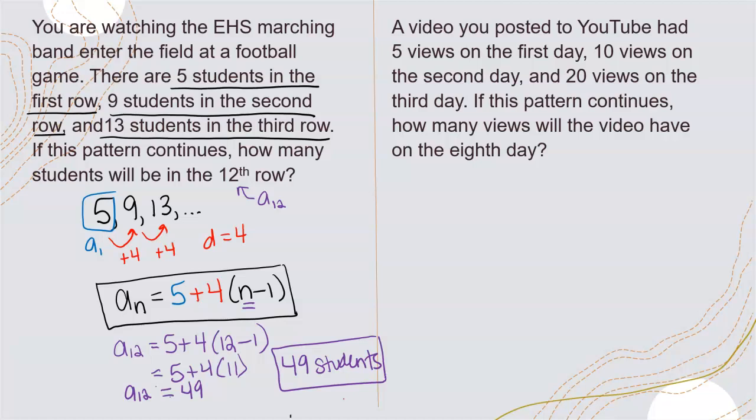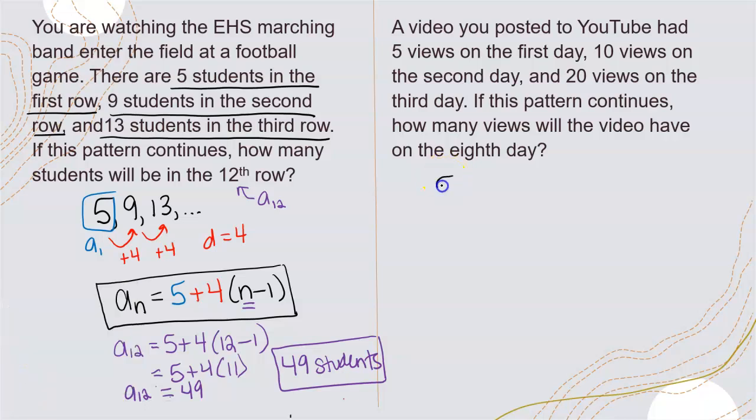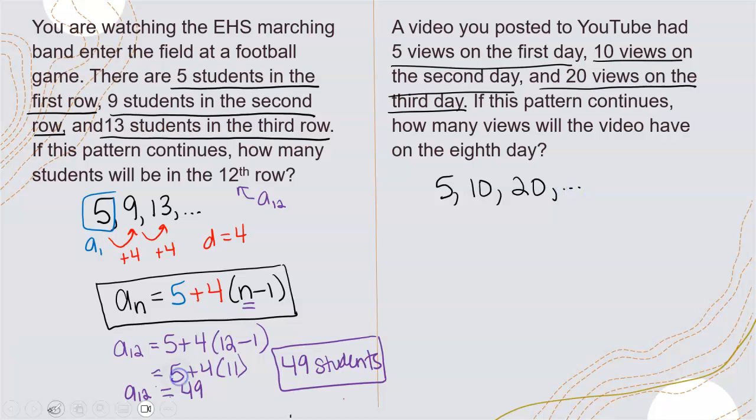Let's look at the last example. A video you posted to YouTube had 5 views on the first day. So 5 on the first day, 10 views on the second day, 20 views on the third day, etc. If this pattern continues, how many views will be on the 8th day? So eventually we are going to be finding a sub 8. So first things first, let's determine what kind of sequence I have. Well, from 5 to 10, I am multiplying by 2. From 10 to 20, I am multiplying by 2. So this is going to be a geometric sequence with r equal to 2. And my A1 is going to be 5.